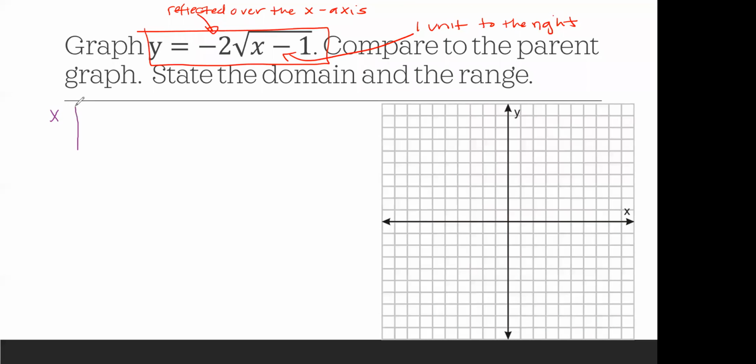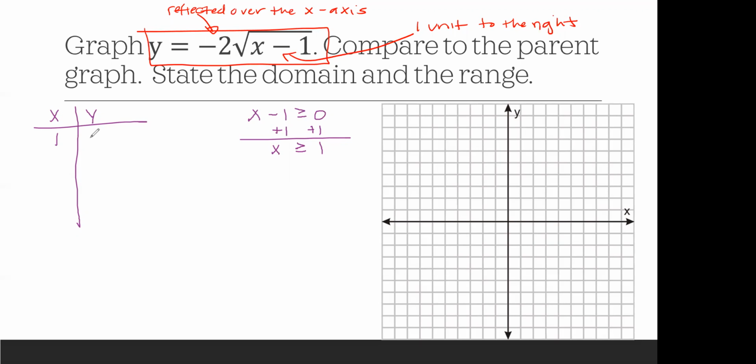I'm going to plug in some values for x and see what I get for y. First thing is we've got this square root of x minus 1. So remember, x minus 1 has to be greater than or equal to 0. If I isolate x, x has to be greater than or equal to 1. I'm not going to start with 0, because if I put 0, I get 0 minus 1, that's a negative, and I cannot take the square root of a negative. So my table needs to start at positive 1.